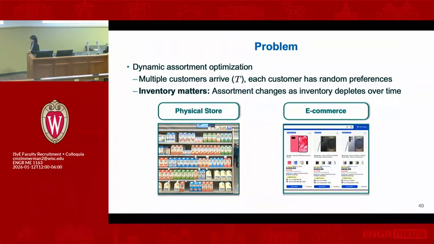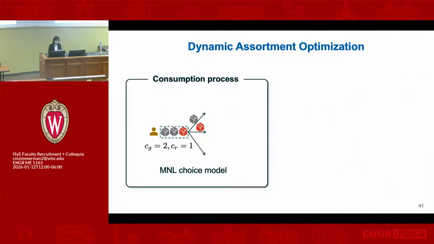Let's still first look at the problem. Here we consider the dynamic assortment optimization problem, where there are multiple customers, and we use T to denote the number of customers. Each customer has a random preference, and in this setting, inventory really matters because the assortment will change as inventory depletes over time, and we can see this in both physical stores and e-commerce platforms.